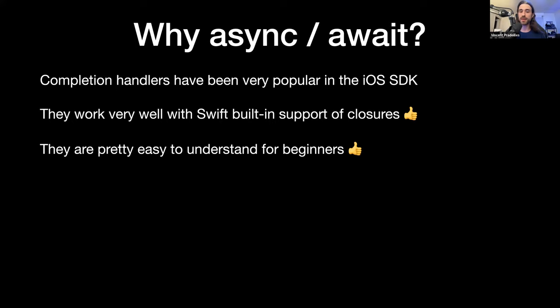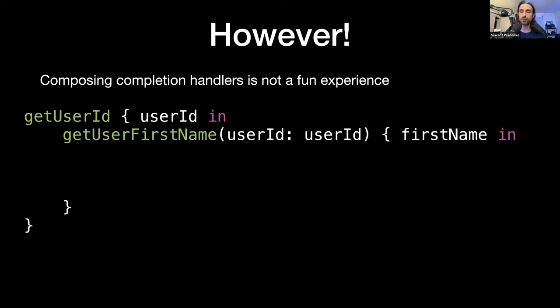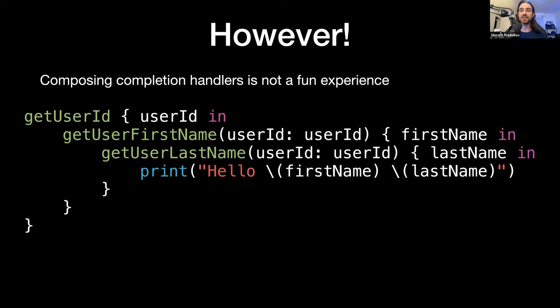However, there are also some significant drawbacks with completion handlers that basically made a lot of people a bit critical, not to say very critical, of completion handlers. And the big drawback is that composing completion handlers is not a fun experience, because if you try to do it with the straightforward approach, you're probably going to end up with code like this, where you make a first network call, then inside the completion handler, you call a second network call, you have a second nested completion handler, then inside maybe you call a third one, etc., etc.